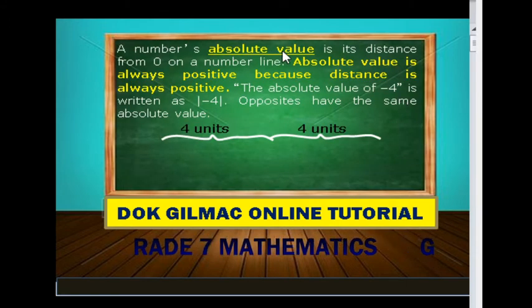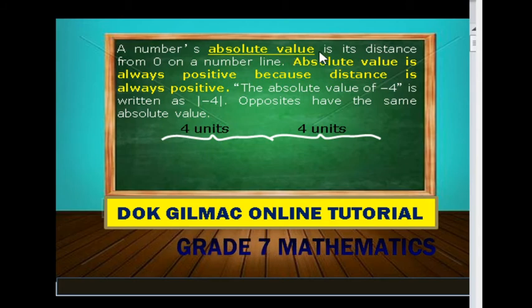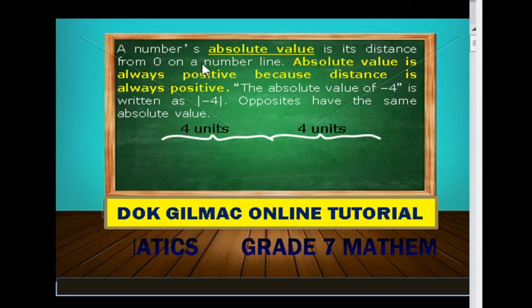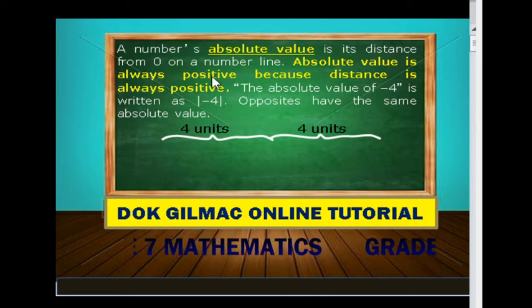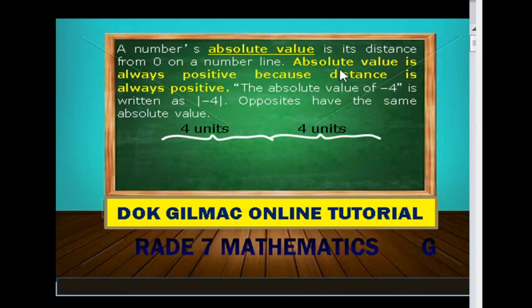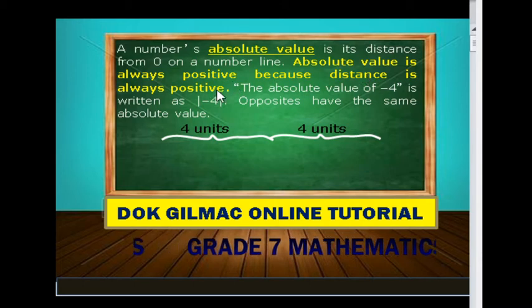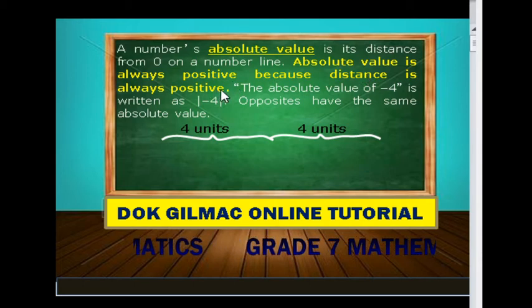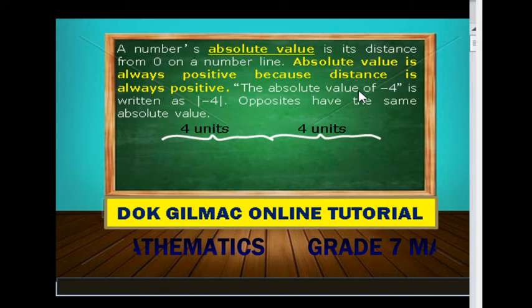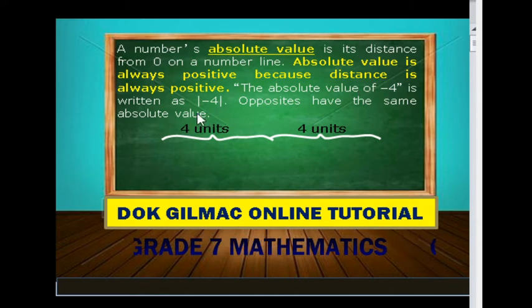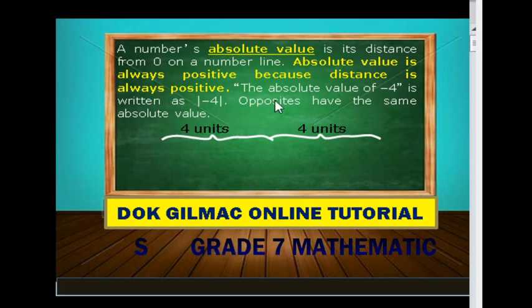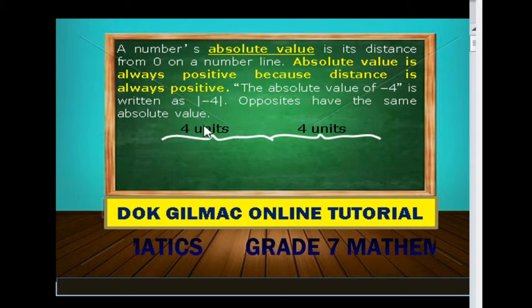A number's absolute value is its distance from 0 on a number line. Absolute value is always positive because distance is always positive. Take note, there is no negative distance. The absolute value of negative 4 is written as the absolute value of negative 4, with this symbol here. Opposites have the same absolute value.